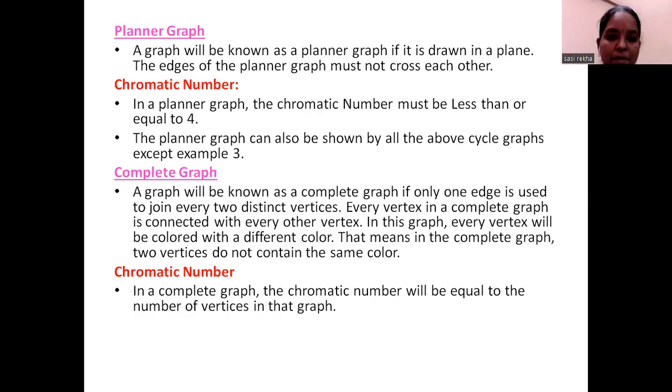Complete graph: every vertex in a complete graph is connected with every other vertex. So in this graph, every vertex should be colored with a different color. That means in a complete graph, no 2 vertices contain the same color. So the chromatic number of a complete graph will always be equal to the number of vertices in the graph.